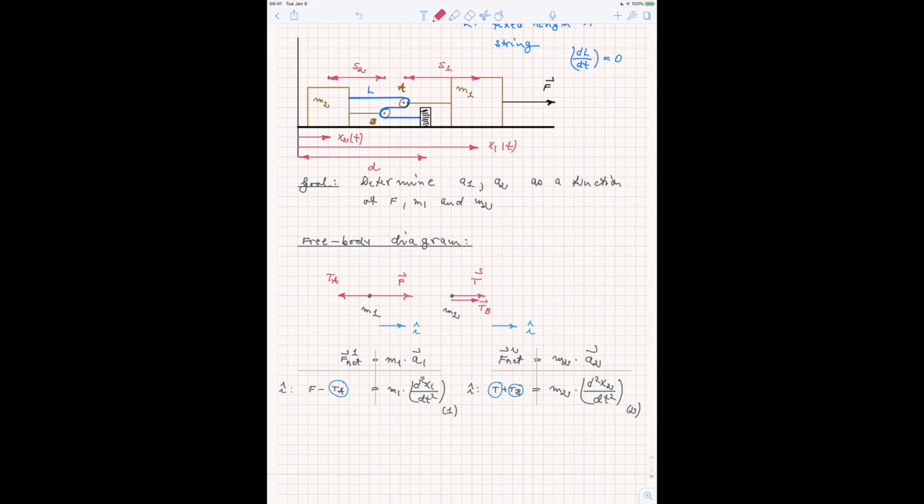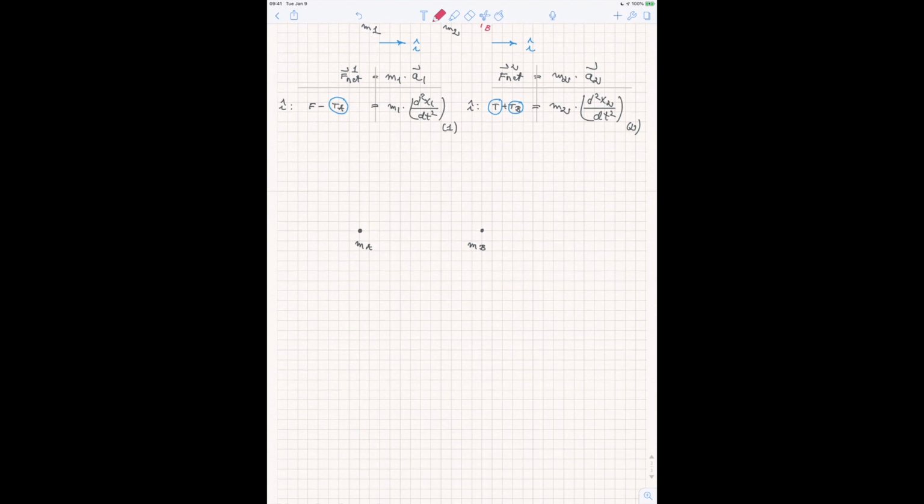Mass M1 experiences a tension force in the string, TA, to the left, whereas the pulley, if you put your mind into pulley A, experiences the tension in the string TA, but from left to right. So here are two pairs acting on different objects, same magnitude, but in the opposite direction. Therefore we have the tension in the string TA acting from left to right on pulley A. I denote this as TA here.